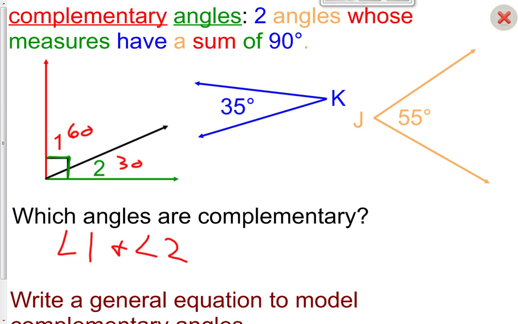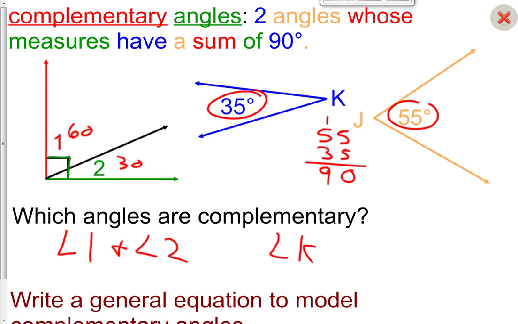Are angle J and angle K complementary? Well, if one angle is 35 degrees and one angle is 55 degrees, are these two angles' sum a measure of 90 degrees? Yes. So angle K and angle L are also complementary.